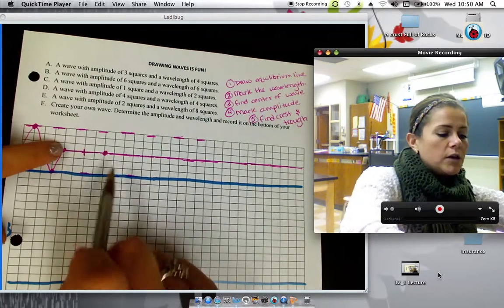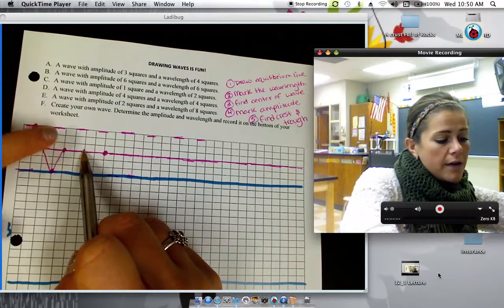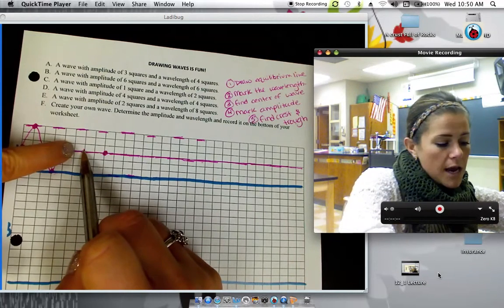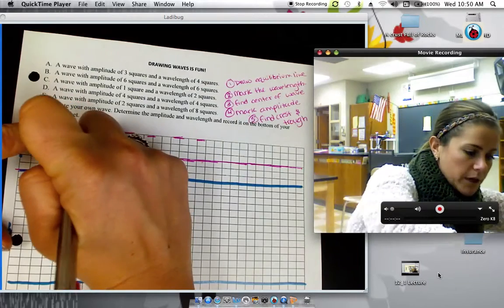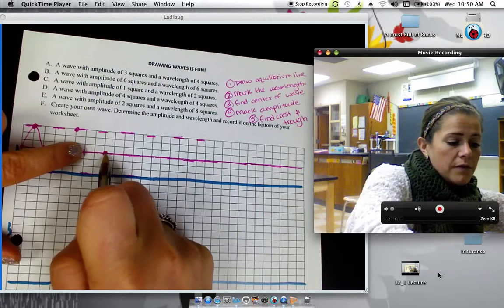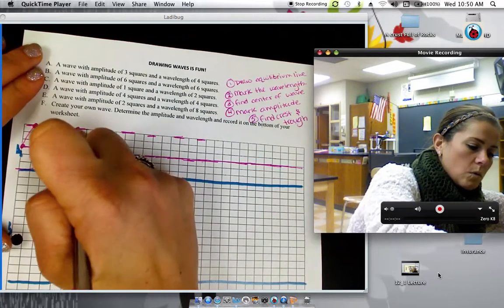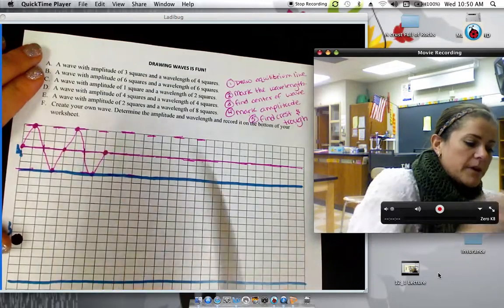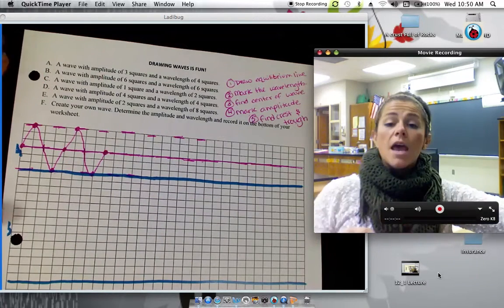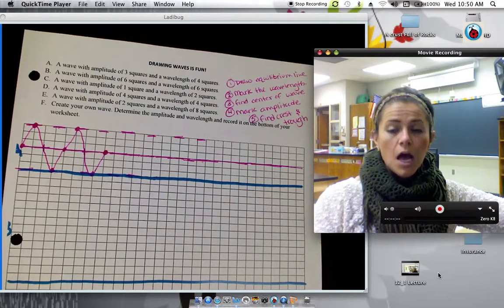So I look between the start and the middle of this wave, and I find halfway between, which is here, and I go up to my amplitude line. That's where my crest is going to be. Find the middle and the end of the wave, halfway between that is where my trough is going to be. 1, 2, and I connect my dots. Okay? And you're going to do that all the way across for each one of these examples.